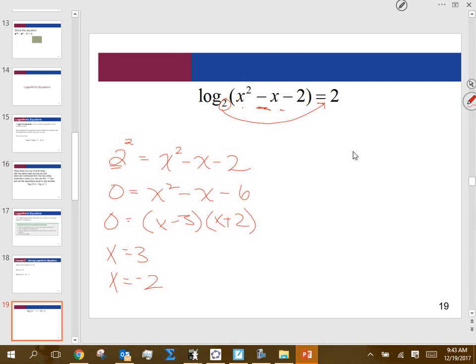So plugging 3 in, you get 9. Minus 3 is 6. Minus 2 is 4, right? Is 4 an okay number? Yeah. And if you think about it, does it make sense? Is log base 2 of 4 equal to 2? Yeah. Okay. And now try negative 2 as well. Negative 2 squared is 4, minus a negative 2, so that's plus 2, so it becomes 6. And I get 6 minus 2 again, right? And it gives me 4. So negative 2 works as well.